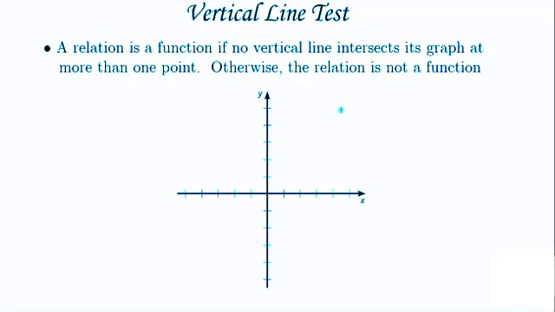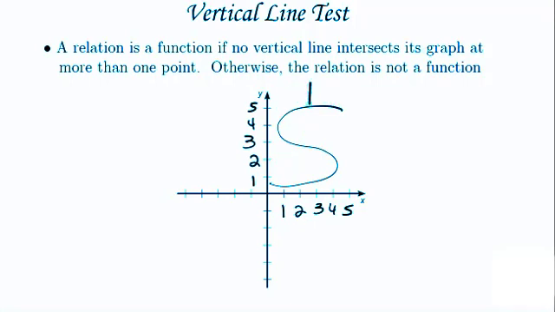To understand this, let's look at this curve. And we'll assign some values, 1, 2, 3, 4, 5, 1, 2, 3, 4, 5. Now, if this says a relation is a function if no vertical line intersects its graph at more than one point, can I find somewhere on here where a vertical line would intersect at more than one point? Yes, I can. At various places here, I can see that the vertical lines intersect the graph at more than one point.